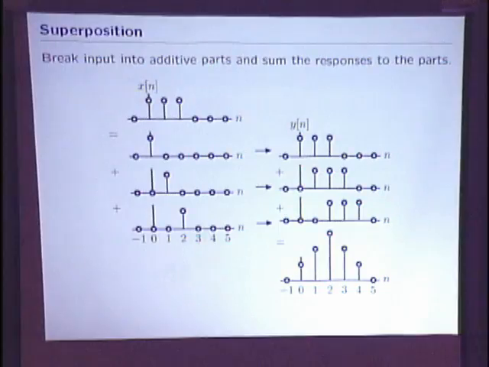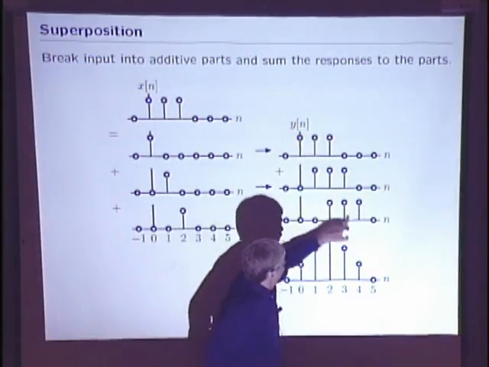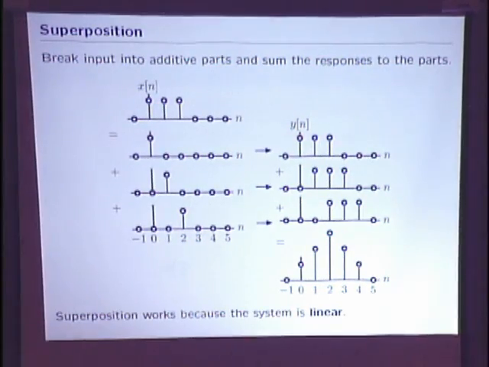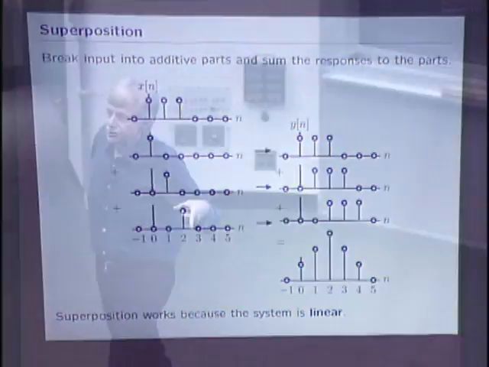And it may not surprise you that if the system were linear, then the response to the sum would be the sum of the responses. So you can sort of see that there would be a way of adding together these rectangular pulses to get a triangle pulse. So that works simply because the system is linear. The system has the property that the output for a sum is the sum of the outputs for the individual components.